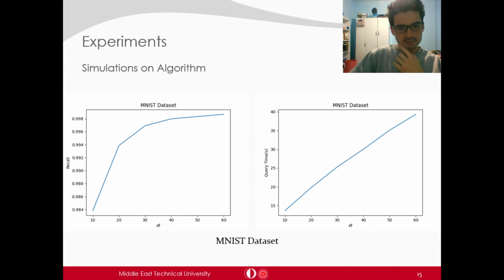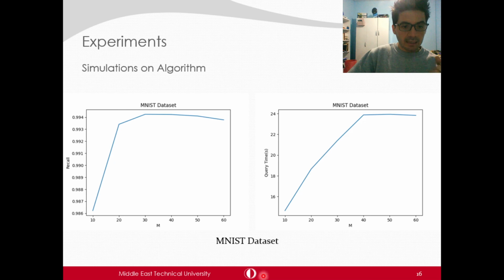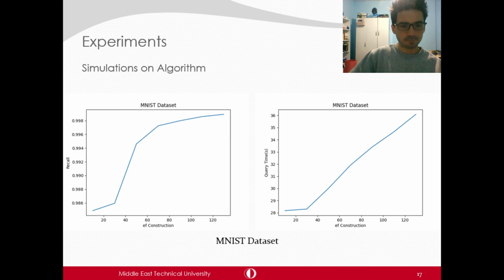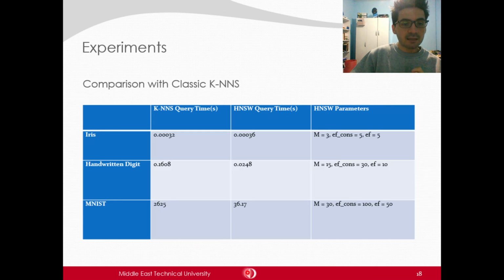We have the same observations about the EF parameter, and about M. We see here we need about a 35 M value for saturating recall performance, because it is the most complex dataset used in the experiments. And about EF construction, we have to use around 100 here to get the best possible graph. It is because there are so many elements in this graph. You have to use a higher EF construction value.